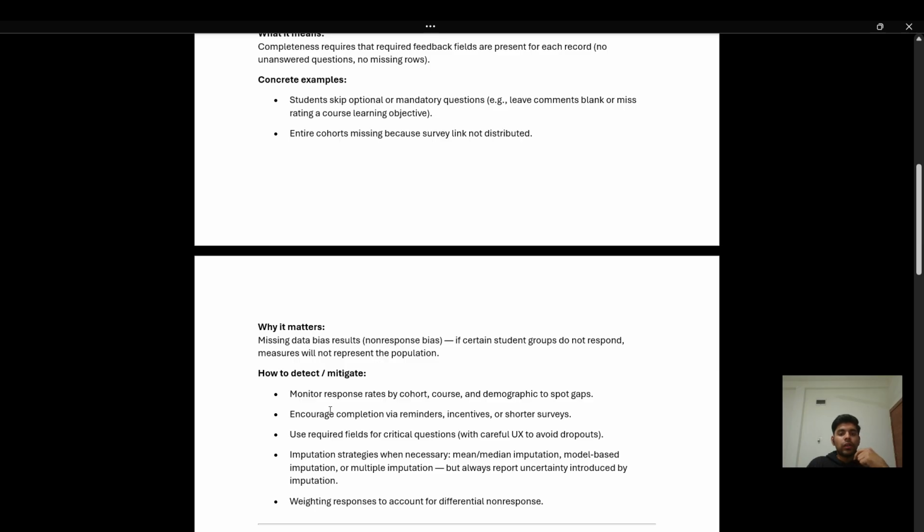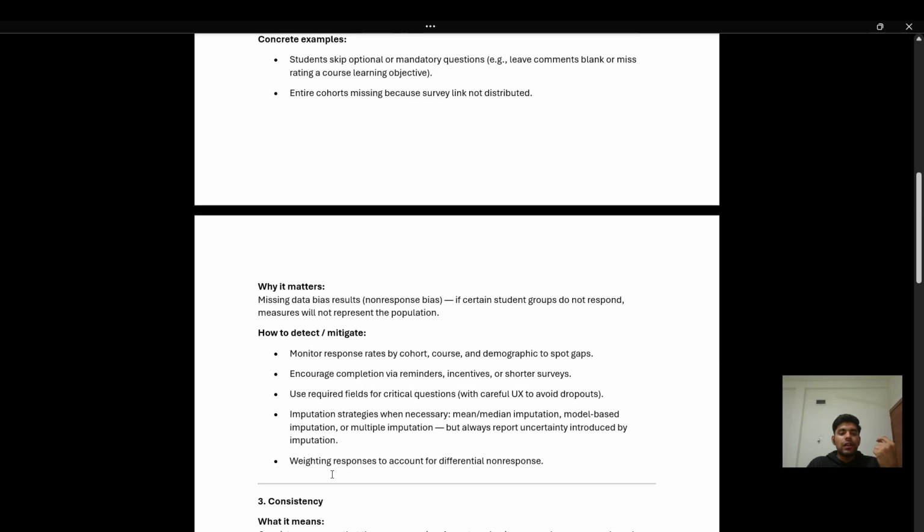How to detect it? Monitor response rates by cohort, course, and demographic to spot gaps. Encourage completion by reminders, incentives, or shorter surveys. Use required fields for critical questions with careful user experience to avoid dropouts. Imputation strategies when necessary: mean, median, model-based imputation or multiple imputation, but always report the uncertainty introduced by imputation. Weighting responses to account for differential non-response.